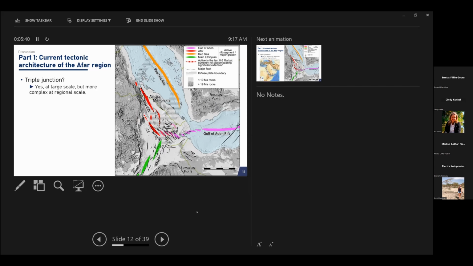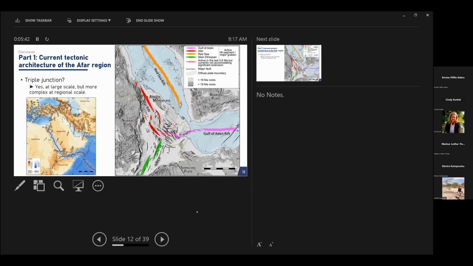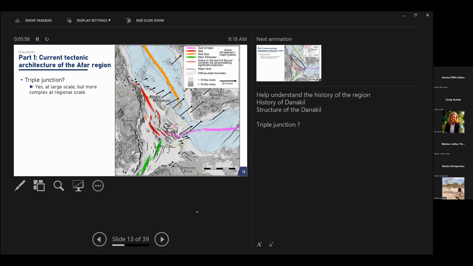And you see there are other reasons also for this. So is it a triple junction? Yes, at large scale. If you look at this map that we've seen before, it's a triple junction with 3 main plates. But if you look at more details, it's a bit more complex with microplate, and the kinematic is a bit more complex. If we look at the GPS velocities, you can see that these are velocities relative to the Nubian plate, so this plate, and you can see that there's this counterclockwise rotation of the Arata microplate and the whole Danakil block. The Danakil block is this part here.